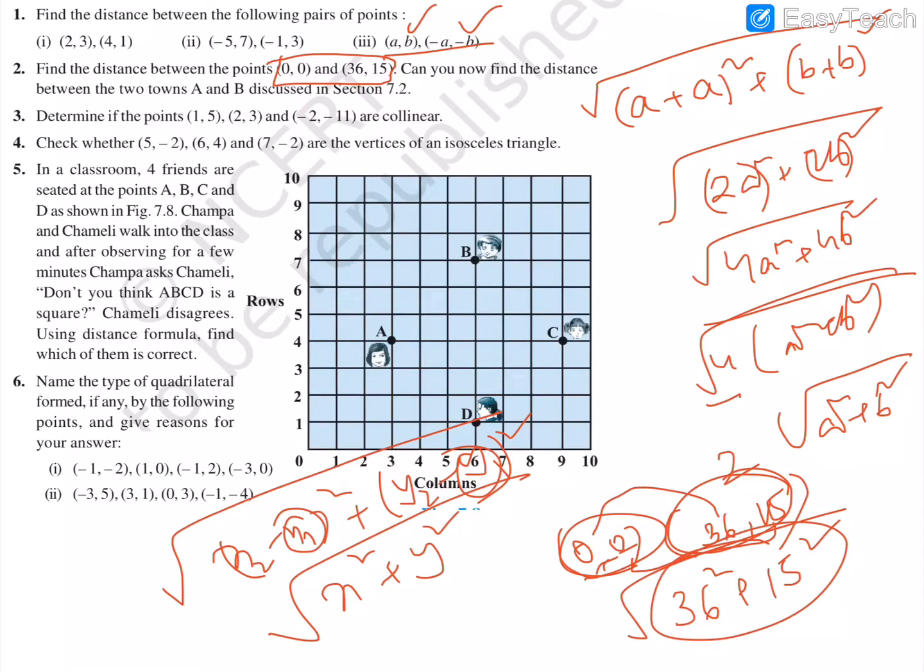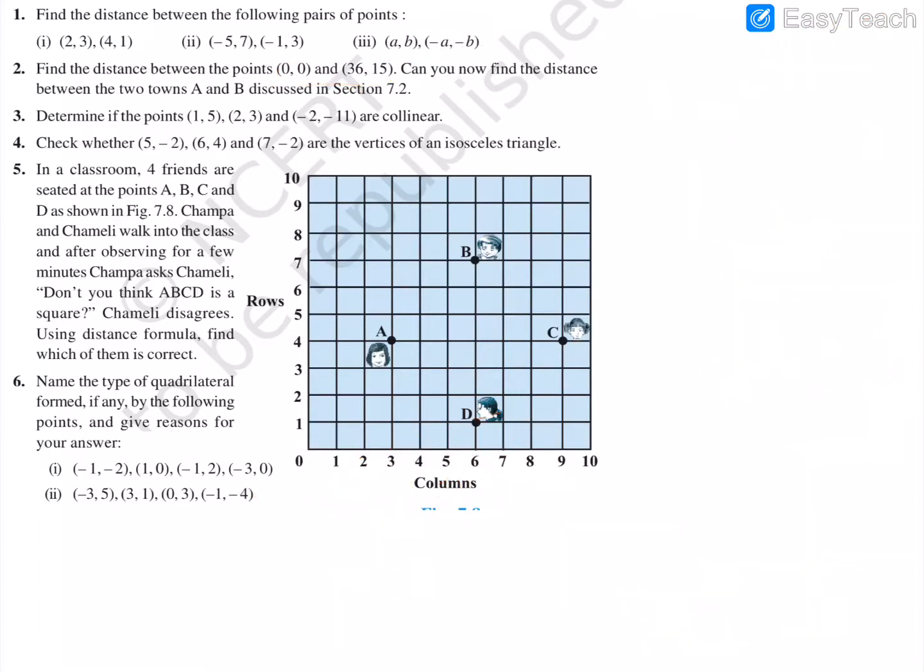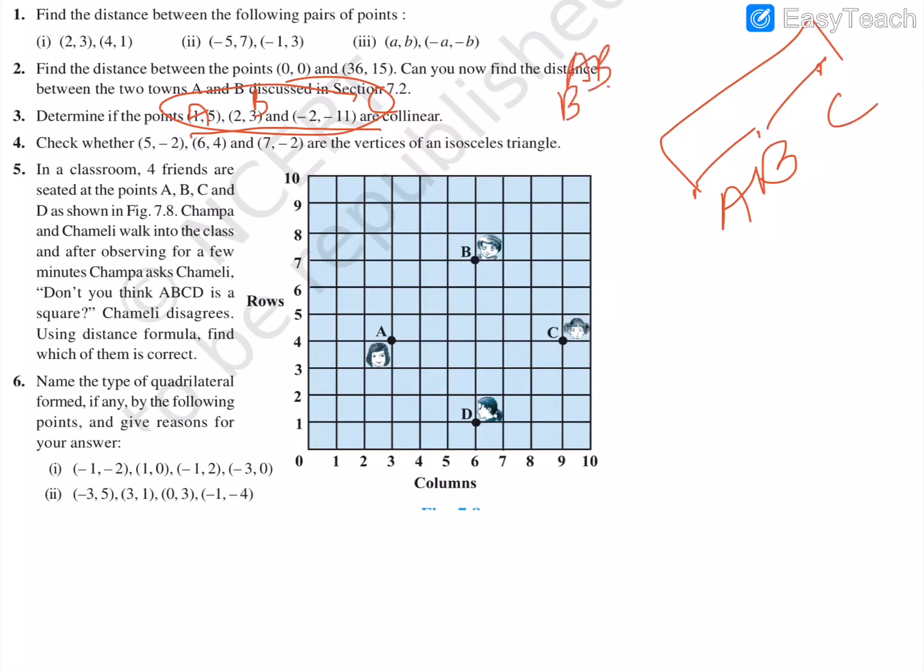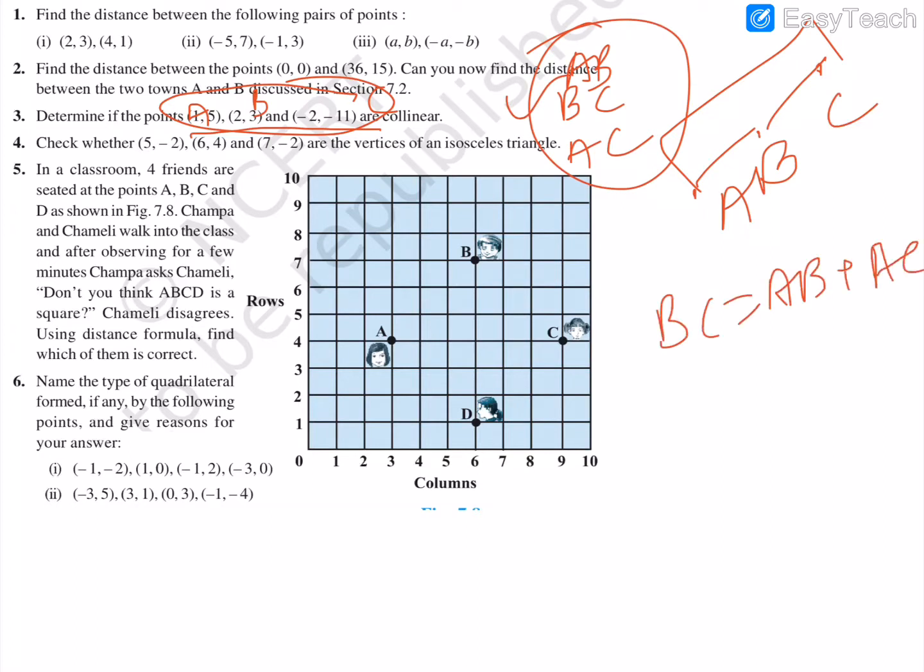Now moving on to the third question: determine if the 3 points are collinear. We have discussed that bench problem with A, B, C. Collinear means they should be on the same line. If they are on the same line, the sum of 2 distances will give the third distance. So out of these 3, find which is the biggest distance. That should be equal to the sum of the other 2 smaller distances. So let us name them A, B, C. Find AB, BC, AC. Whichever is big, let us suppose BC is big, it must be equal to AB plus AC. Then only you can write that they are collinear. Otherwise we will write they are not collinear.